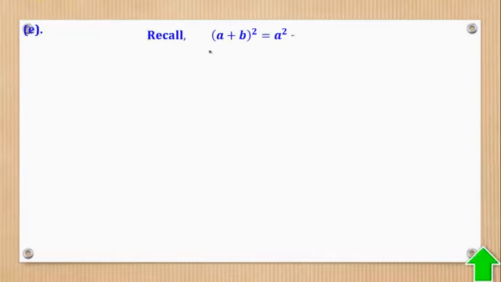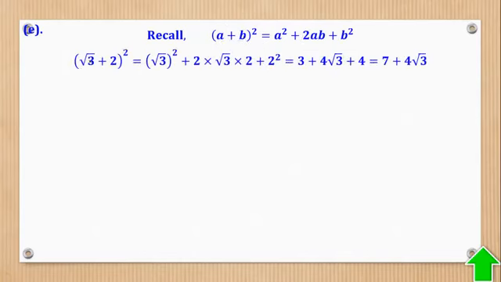Then part E, we need to recall how to expand this: square the first term, then plus twice the product of the inner terms, then plus the square of the next term. So that's the rule we use here. Square this, twice this product, then square this. That's how they expand. Then you simplify. This squared is 3. Then this one, you realize that 2 times 2 is 4 times root 3 to give you 4 root 3. 2 squared is 4. Then you collect like terms. 3 plus 4 is 7 plus that. That's the answer.